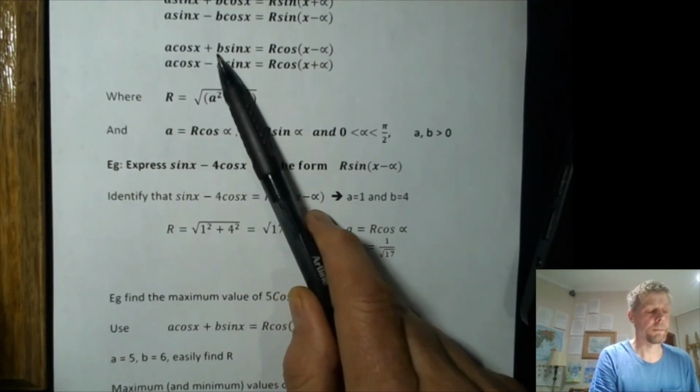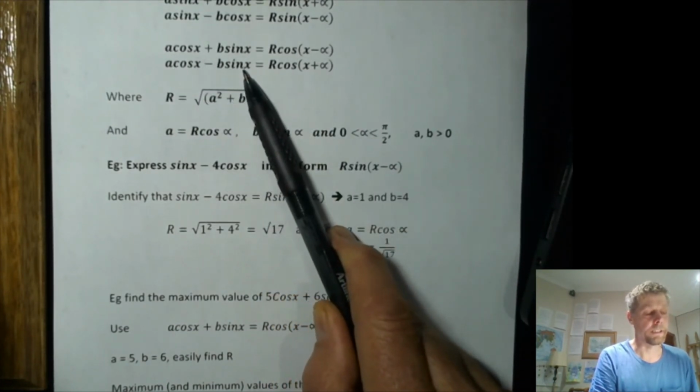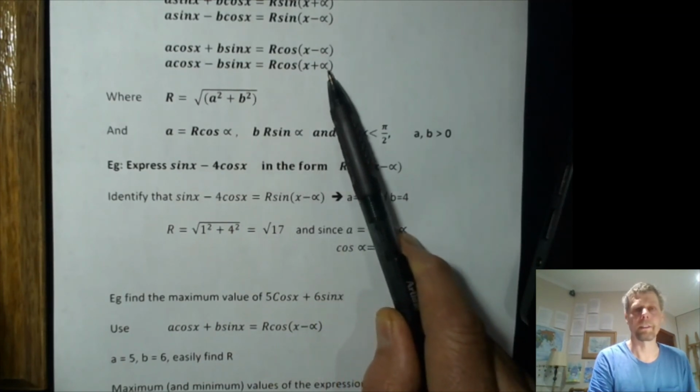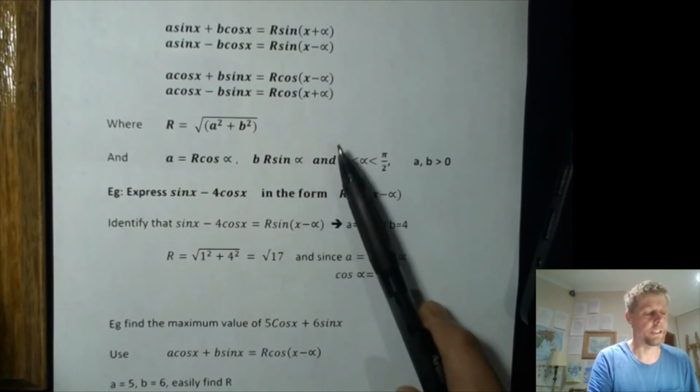Similarly, a cos x plus b sine x equals r cos x minus alpha. A cos x minus b sine x equals r cos x plus alpha. So again, these are rules that one needs to go into the exam, and you need to know them.